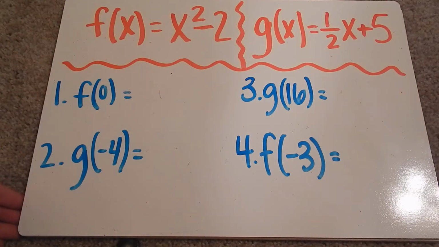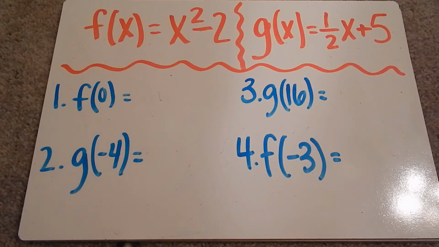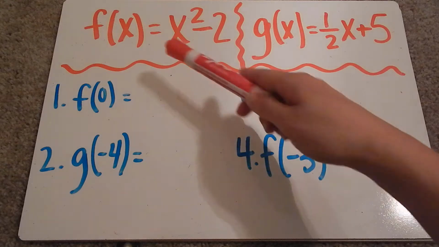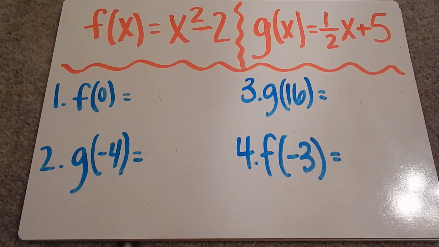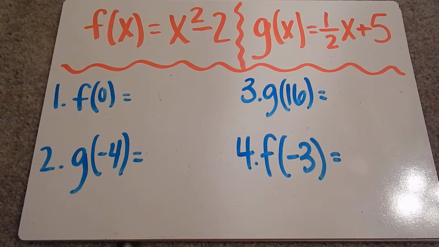So today we're going to evaluate with function notation. If you see up here, I have two different functions. I have an f of x function and a g of x function. Again, this could be any letter. For my f of x function, I have x squared minus 2. My g of x is 1/2 x plus 5. And we're going to evaluate at a certain point.